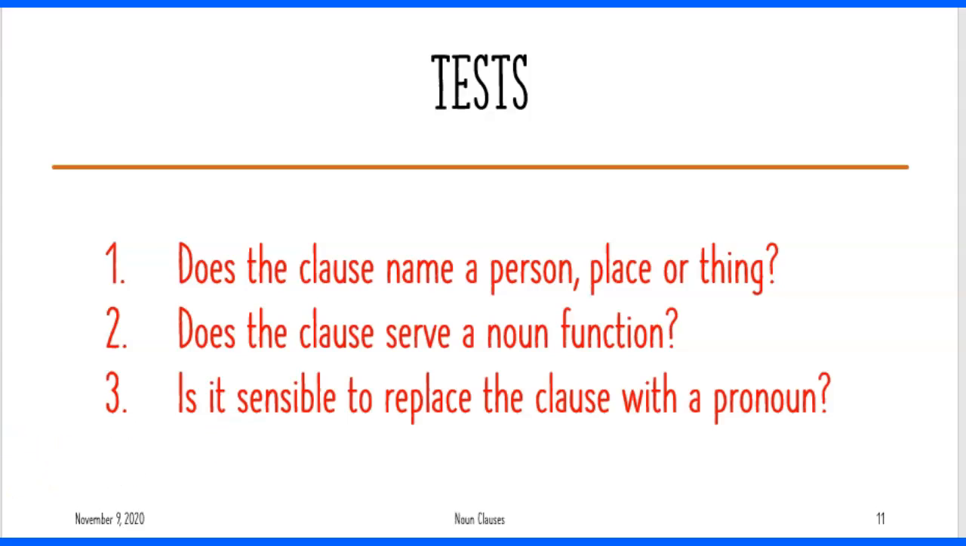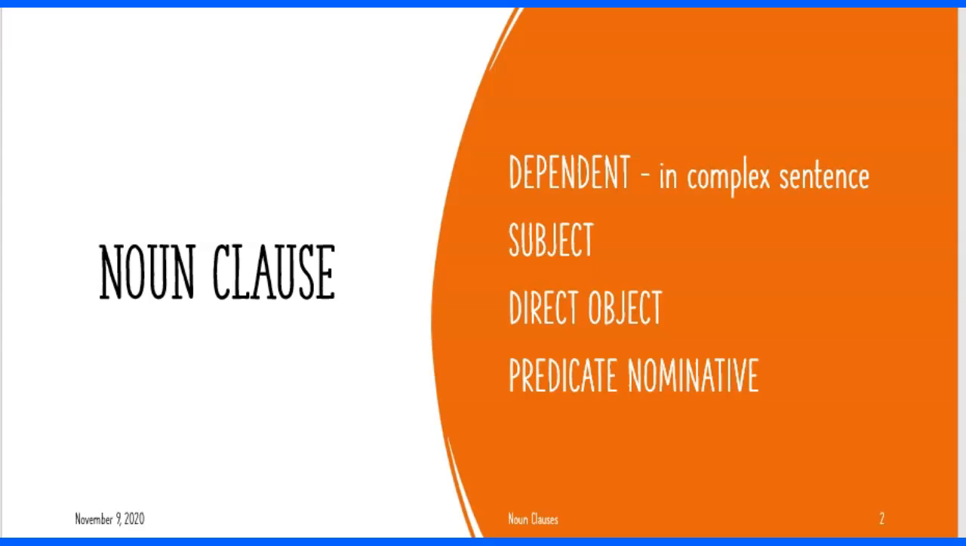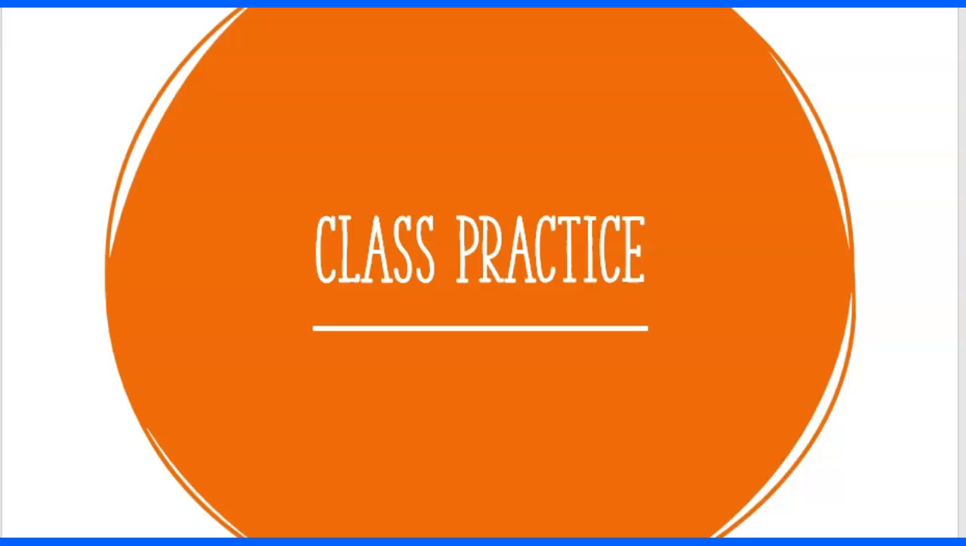So let's go back and review just a second. I want to review the noun clause rules. It is dependent and it's in a complex sentence. It can be the subject, can be the direct object, and it can be the predicate nominative. So let's go look at your class practice. So if you haven't gotten your book out, get your book out, and you are going to be looking at the class practice, which is on page 134.